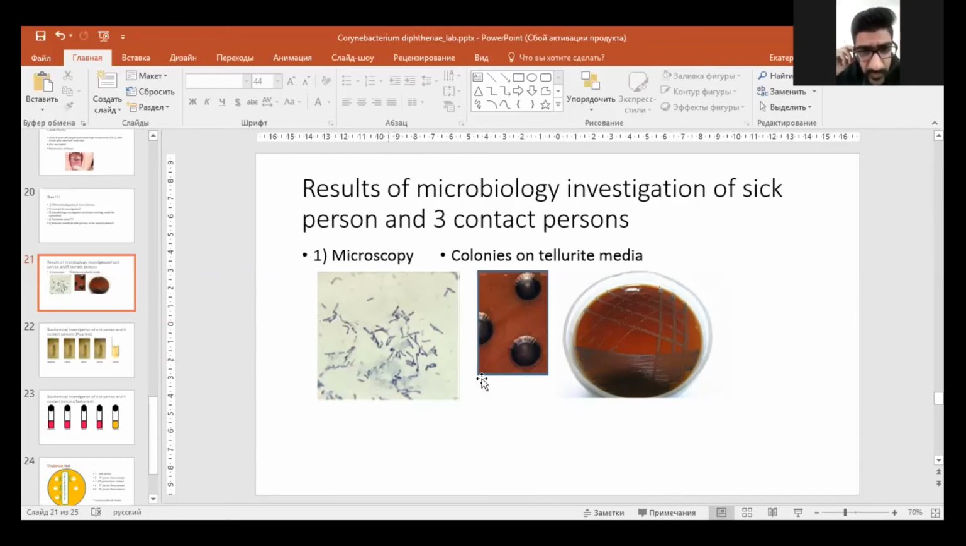Next, how can you describe the colonies on the tellurite medium? Color: some dark round colonies. Yes, dark, brown, round in shape, ma'am.